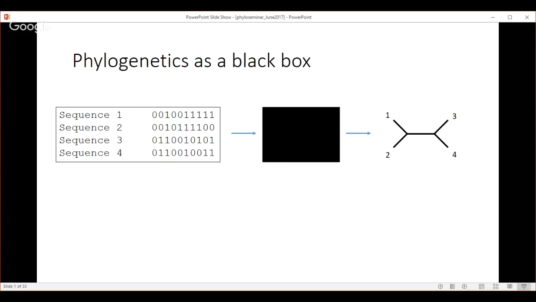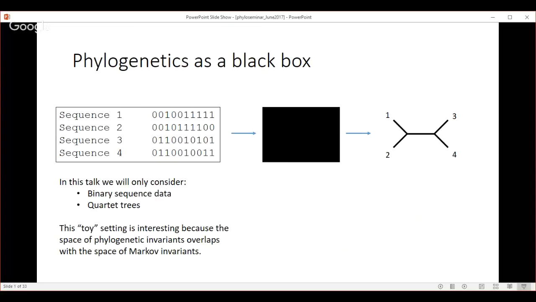And so during this talk, what are we going to be putting into the box? We're going to be pretty restrictive. We're just going to think about binary sequence data, and we're only going to think about quartets, so only four sequences at a time. And you might be thinking, this sounds rather limiting. The reason why this toy setting, if you like, is interesting is because it's a special case where the space of a certain class of phylogenetic invariants, in particular the edge invariants that I think both Marta and Laura have talked about, actually overlaps with, includes the space of Markov invariants. And that's not true in general.